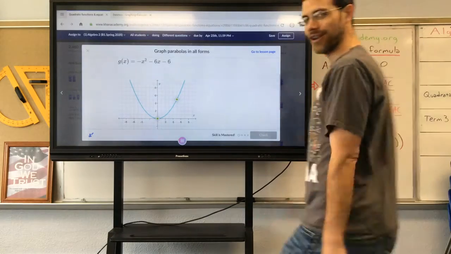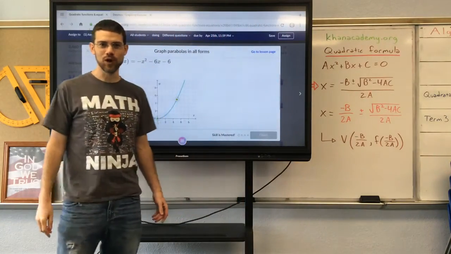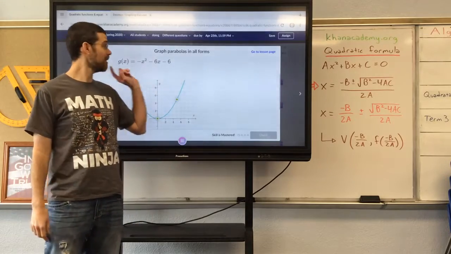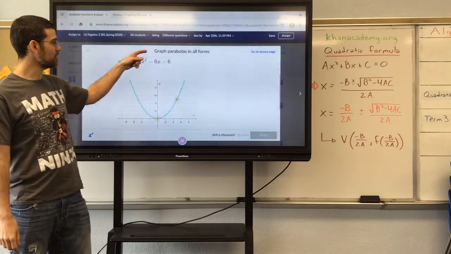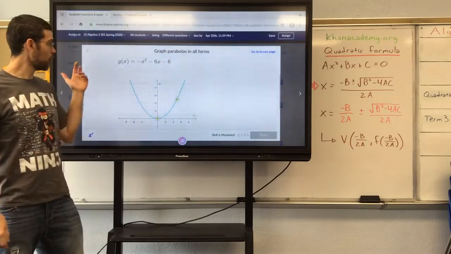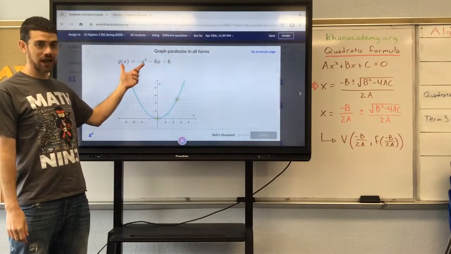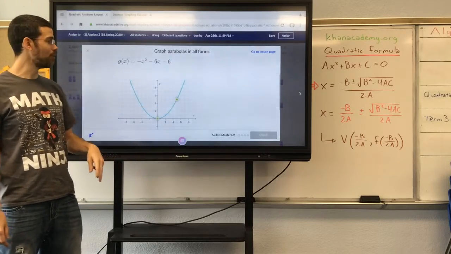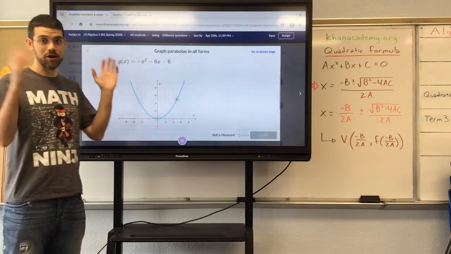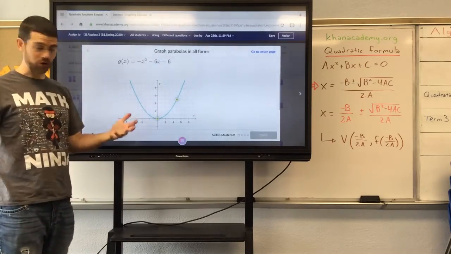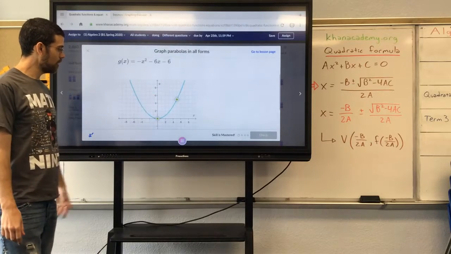Welcome back. We are in Khan Academy under Algebra 1, and the unit is Quadratic Functions and Equations. We are looking at the skill graph parabolas in all forms. So they're going to throw quadratic functions at us in standard form and vertex form and factored form and, I don't know, maybe some other random arrangements, and we're going to have to figure out how to graph them.